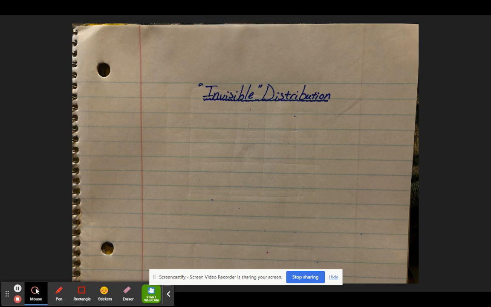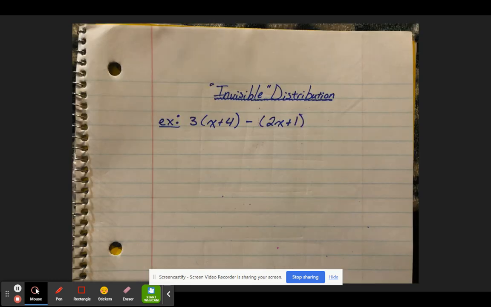All right, so today we're going to be talking about invisible distribution. And you might be wondering, what does that even mean? So let's look at an example.